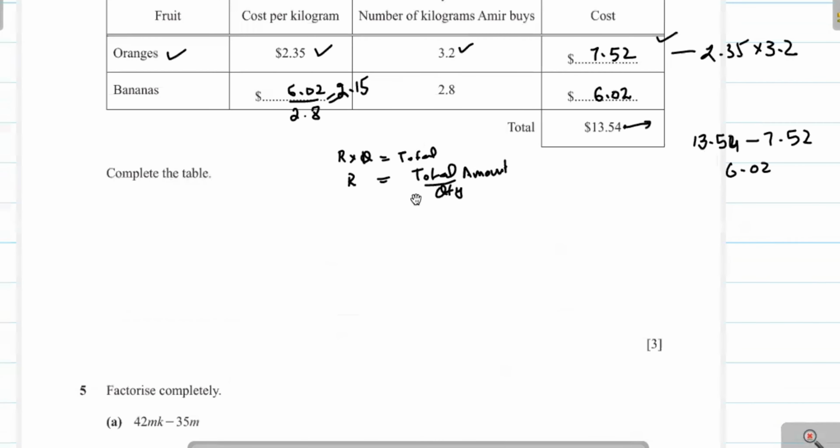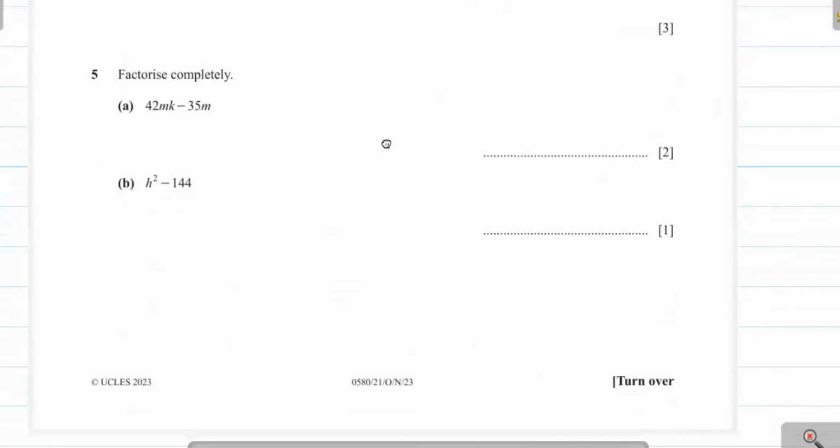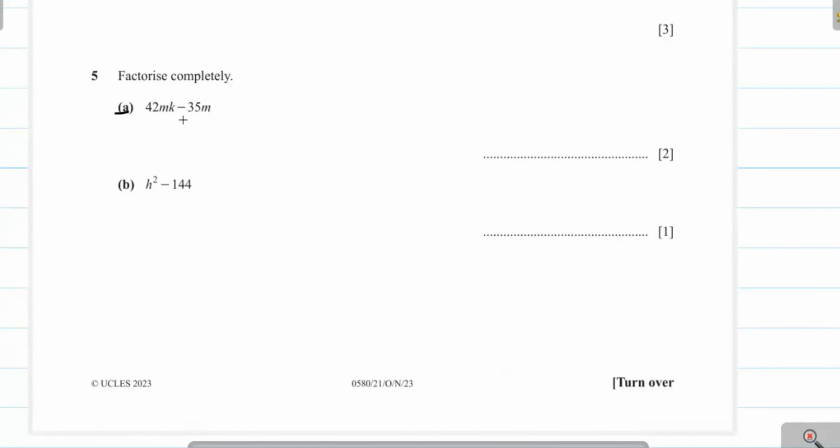This is the answer. Now, next is question number 5. Factorize completely. You see here in part A, firstly we will look for the common factor in this expression.